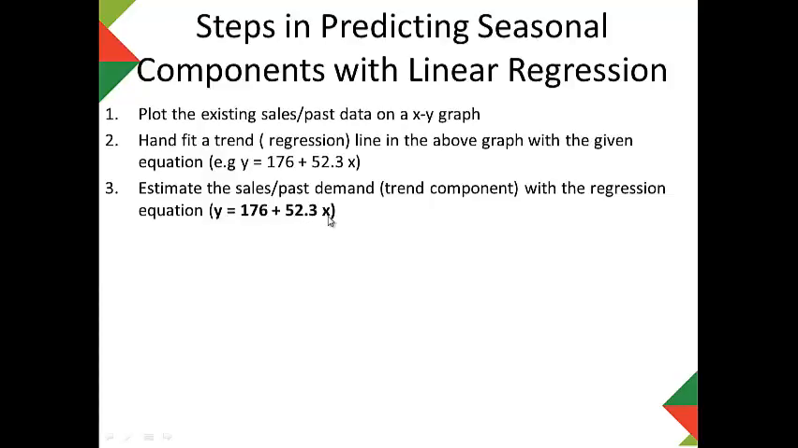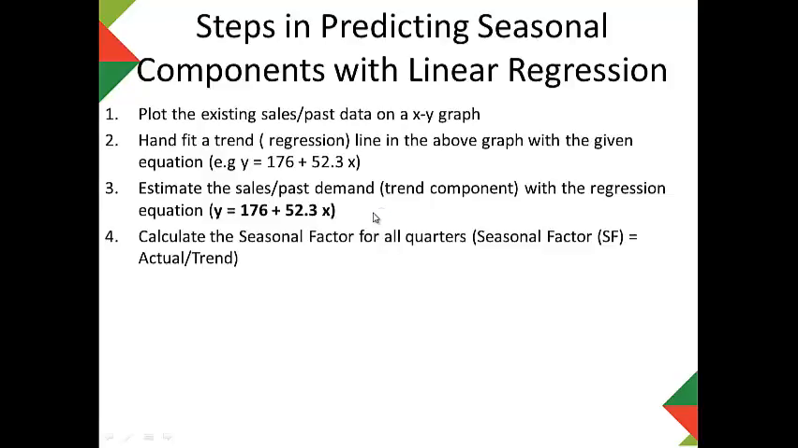We'll put x is equal to 1. That will give us the demand that only has the trend in it. Then we'll put x is equal to 2. That will give us the trend component for the second time period. So if we've got 5 or 6 time periods, we'll keep putting in the corresponding value of x, and it will give us the corresponding value of the trend component.